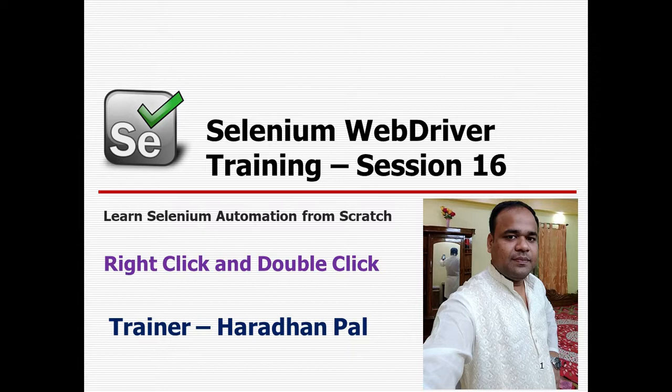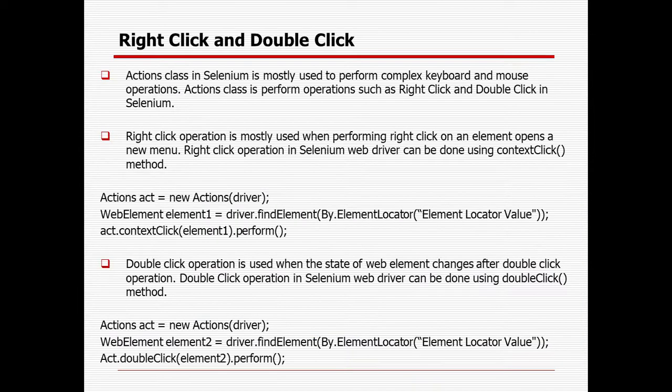Today I will discuss how we can perform right click and double click operations, maybe for any button or web page or link. The Action class in Selenium is mostly used to perform complex keyboard and mouse operations. Using the Action class, we can perform the right click and double click operation. In my previous session you already saw drag and drop. In the Action class there are a lot of functions or methods available, so using those methods we can do different kinds of stuff.